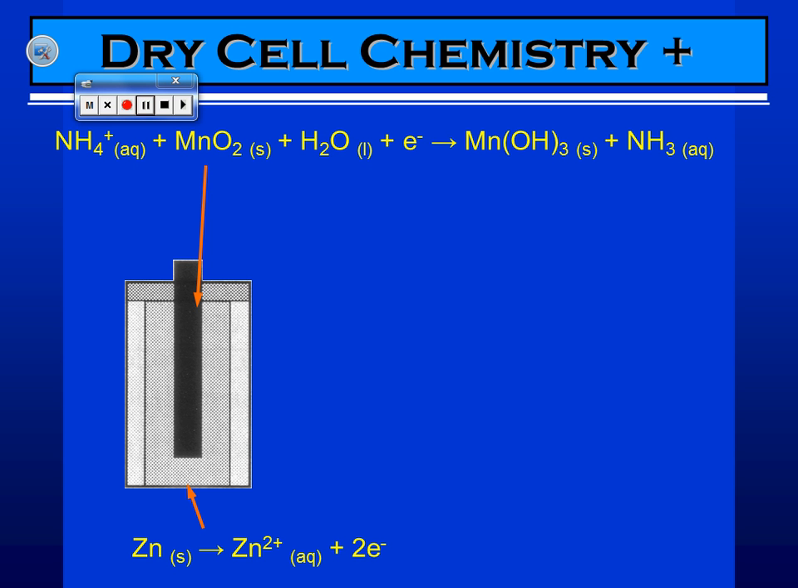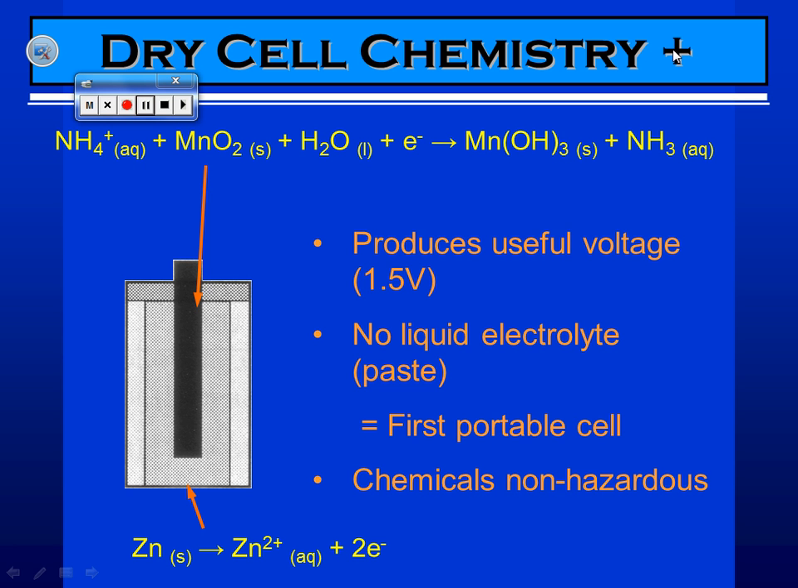We have to evaluate the chemistry in this particular part of the HSC course. We've got to evaluate, and evaluate means look at the positives, negatives, and make a judgment. So the first thing we're going to look at is the positives of the dry cell chemistry. The first big positive is it works. It produces a useful voltage of about 1.5 volts, and that means you can use it to power a device.